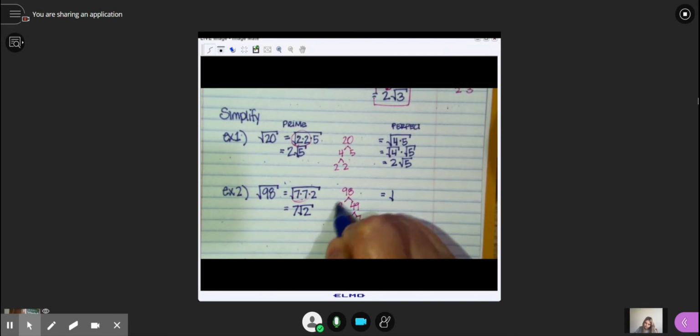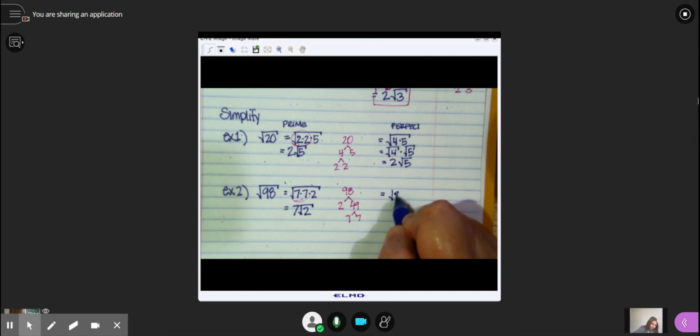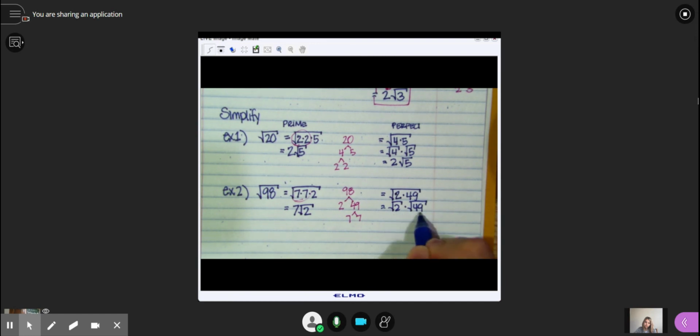Now, if we did it your way, once you had the 2s and then 7 or 49, this would be 2 times 49, or the square root of 2 times the square root of 49. I don't know the square root of 2, but I do know the square root of 49, 7 square roots of 2.